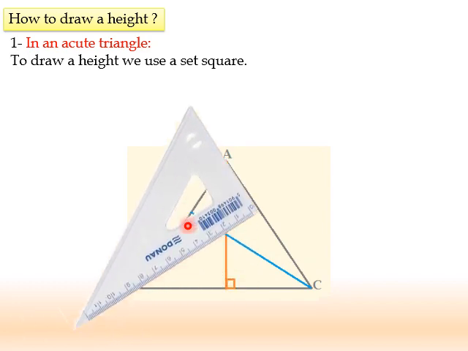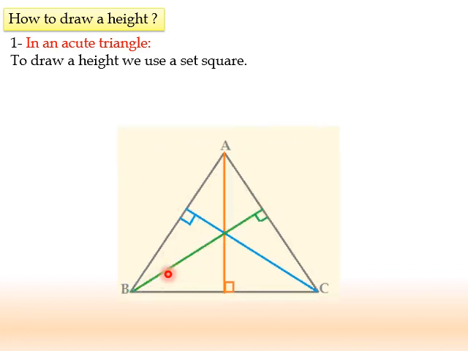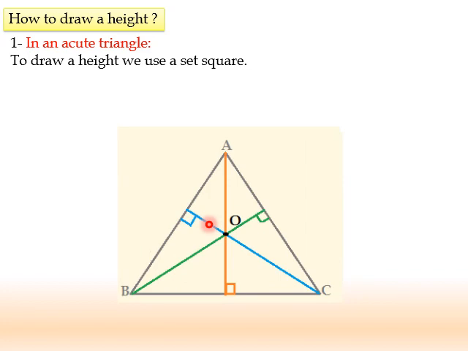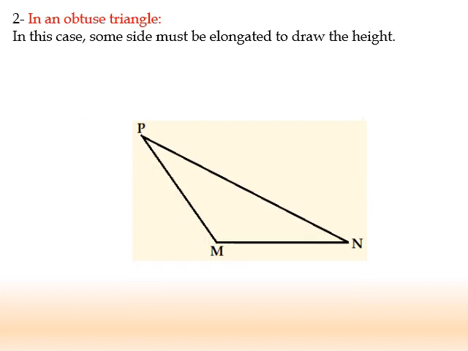Similarly, height relative to AC, put the set square on AC, one of its edges, and draw the height on the second edge, and this is the third height. These heights intersect at one point called orthocenter. Since it's the intersection of the heights, it's called orthocenter, okay?